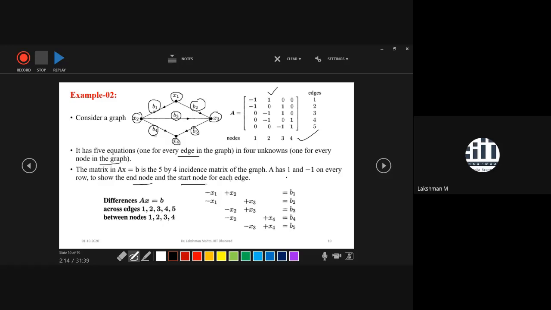If you apply this principle, suppose you are here regarding edge 1. Edge 1 is related with nodes x1 and x2. That's why you get the equation -x1 + x2 = v1. Similarly, you will get the second, third, fourth and fifth equations. So that's why you are getting a system of linear equations.